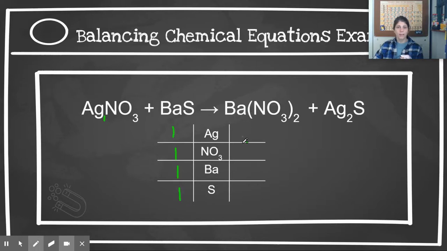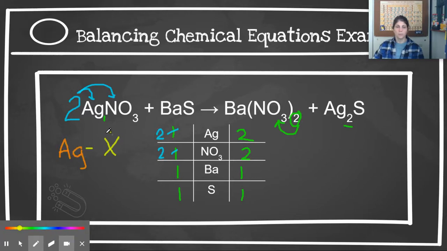On my product side, I have one Ba, but I've got two of this NO3 group. There's just two of the nitrates, two NO3s. I've got two Ags and one S. Balancing this way is usually easier because it's more straightforward to figure out what's wrong. Your Ag is bad and your NO3 is bad. They violate the law of conservation of mass. To make them not violate the law of conservation of mass, we need a second molecule of this. Now we have two Ags and we have two of this NO3 group.